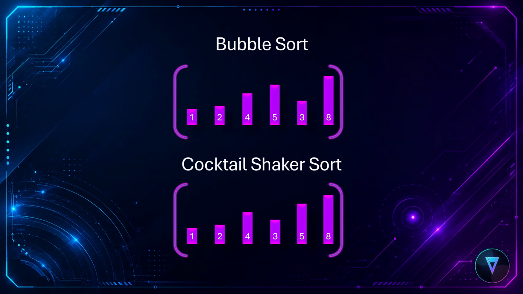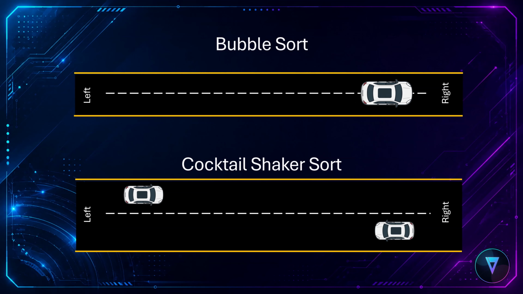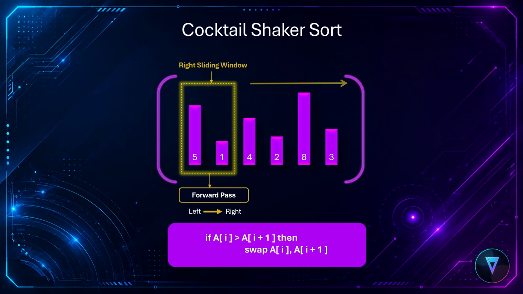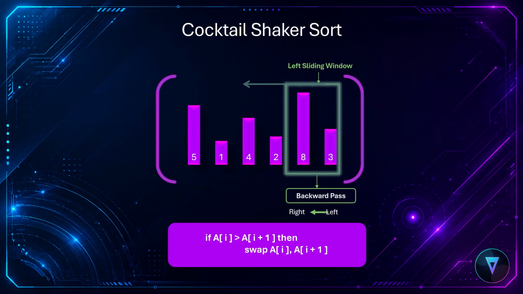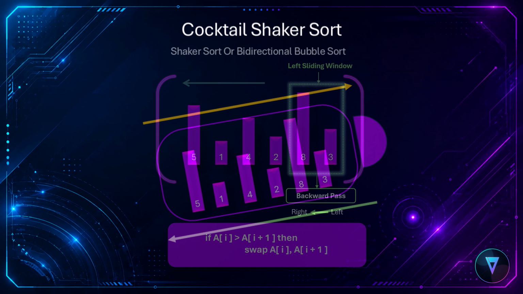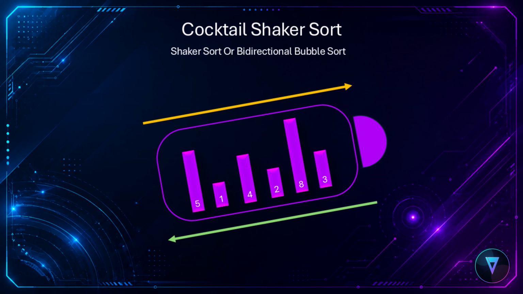Exactly. Cocktail shaker sort solves this by opening a two-way street. So instead of only moving left to right, it moves left to right and then immediately right to left. Cocktail shaker sort says, why stop there? It shakes the array from both sides. That explains the name. It is also called shaker sort, or bidirectional bubble sort.